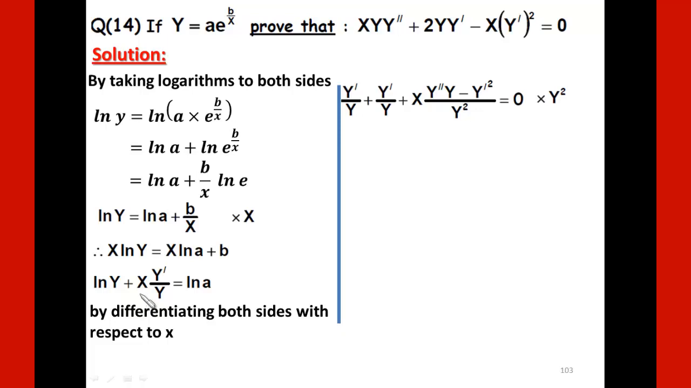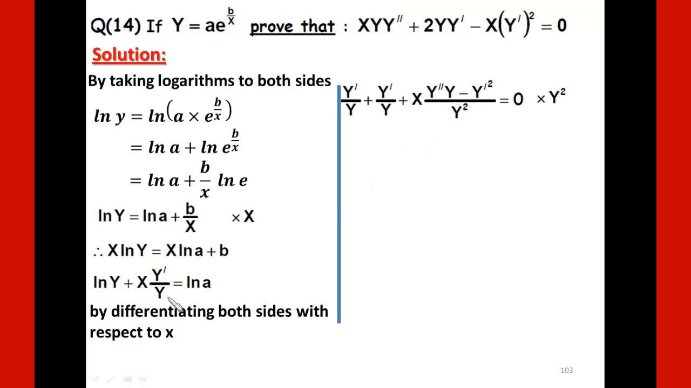The derivative of this product is the derivative of the first, which is 1, multiply the second, so it will be y dash over y here. 1 multiply y dash over y, plus the first multiplying the derivative of the second. The second here is a fraction. So we write x multiply the derivative of y dash over y.